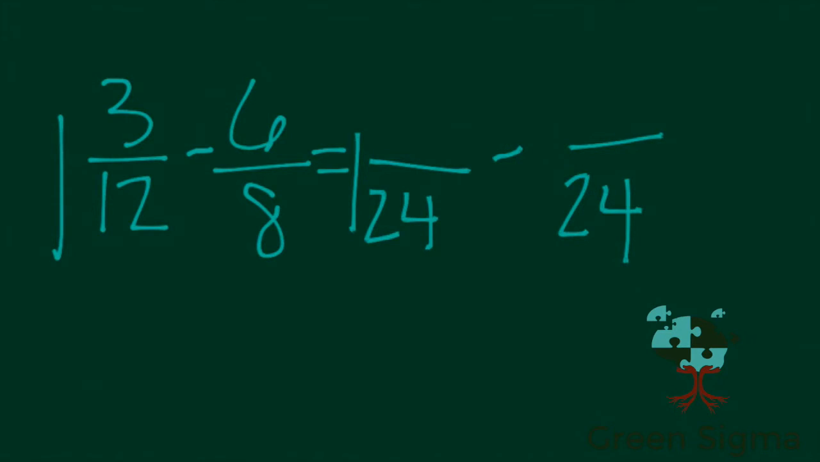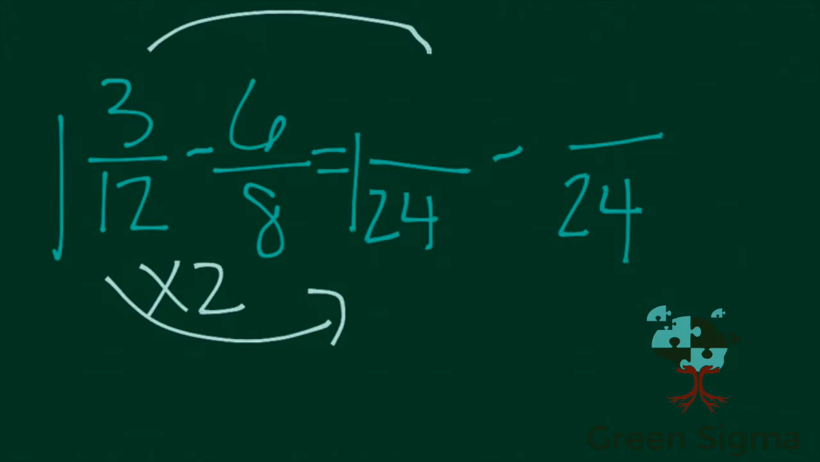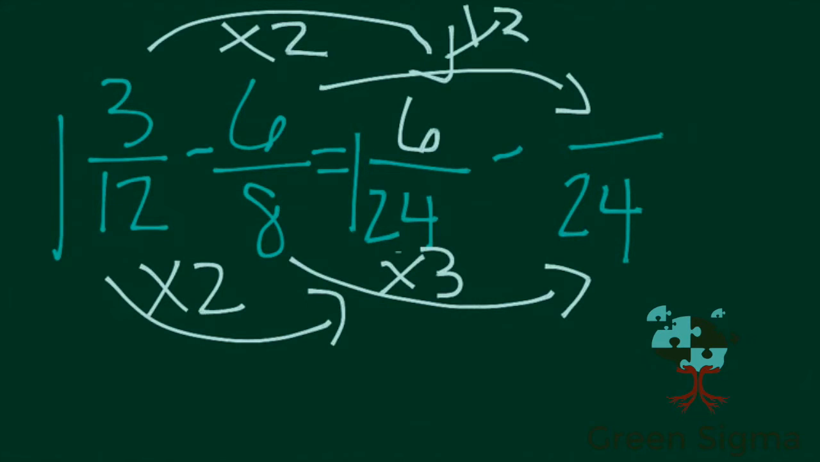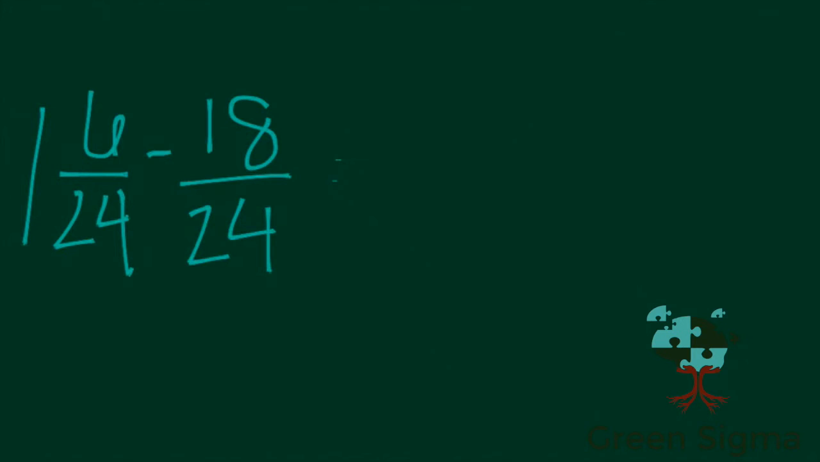And again, times 2. This numerator is times 2, so this is 6. And then we do the same for this fraction, times 3, times 3, and we get 18. So let me write out my problem a little neater so we can focus on just this portion. Okay, so I just rewrote the problem again. It's the same problem.